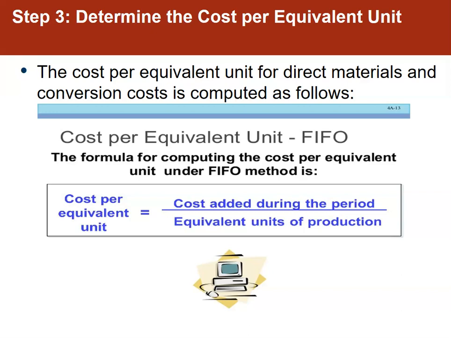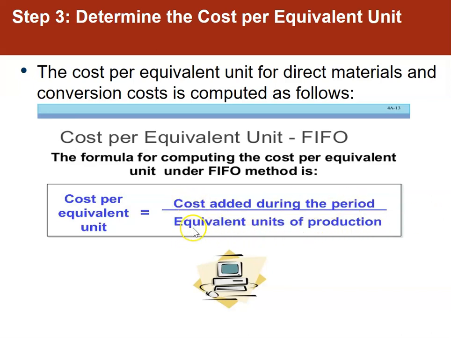All right, so determine the cost per equivalent unit. We can certainly do that. And if we look here at our formula, it says cost per equivalent unit is simply equal to the costs added during the period. Very, very important. Under FIFO, we're not going to consider costs that were incurred during the prior period. Okay, and that's going to be our numerator.